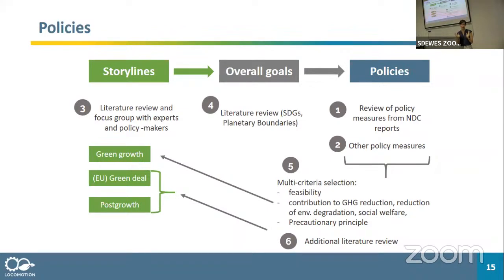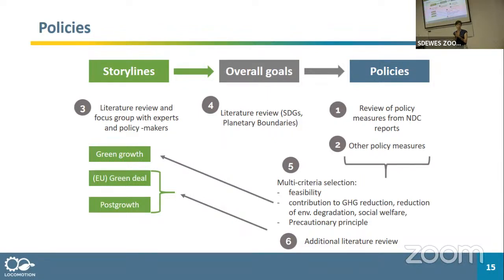So how did we tackle this task? Ideally, there should be a very consistent downward stream between your storylines and your overall goals, which I explained before. The goals should follow from the storyline, either because they are inherent in the storyline, or because there are additional ones which you identify.